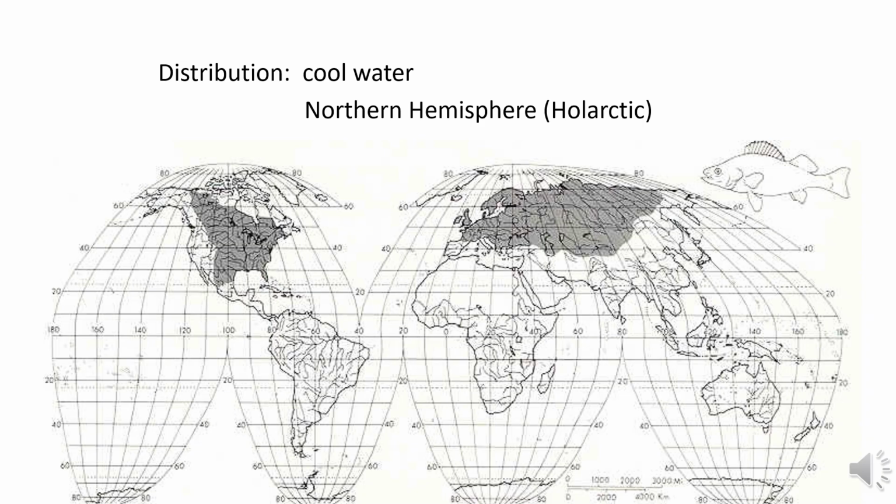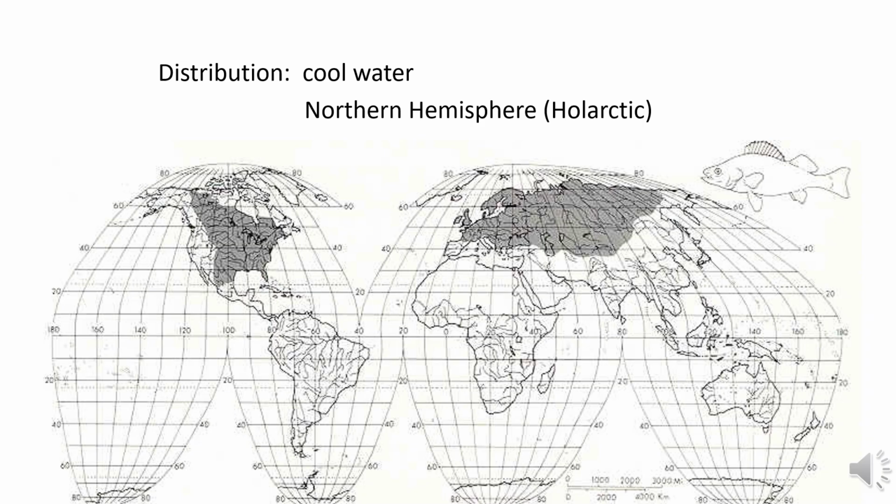Percidae are another family which evolved in Laurasia. Consequently, we find it throughout the northern hemisphere. We will use that term holarctic in its distribution, meaning it is found throughout the subarctic regions, very cool water fish, typically. You'll notice they are widespread throughout Europe and Asia, and of course through North America.